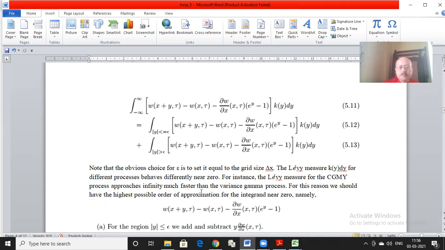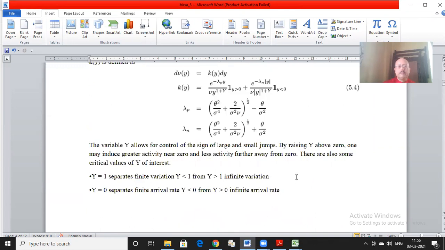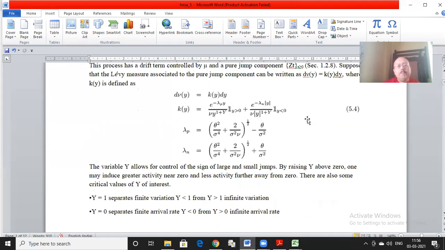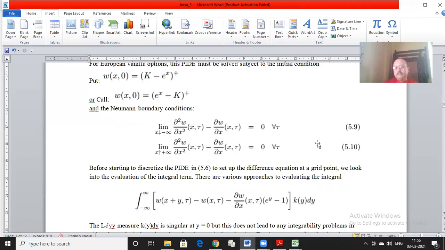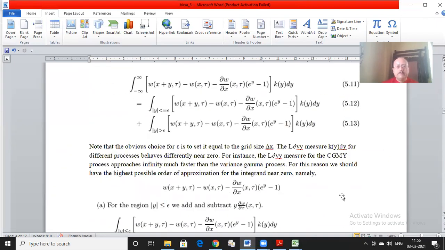So the Levy measure for different processes behaves differently near 0. So we have to take note of that. For instance, if I am talking about the CGMY process, the Levy measure for the CGMY process approaches infinity much faster than variance gamma. So CGMY is our candidate. This was our standing candidate. And one can show that the approach to infinity will be faster for CGMY compared to variance gamma, because there are free parameters there which can make the convergence faster. So for this reason, we should have the highest possible order of approximation for the integrand near 0.